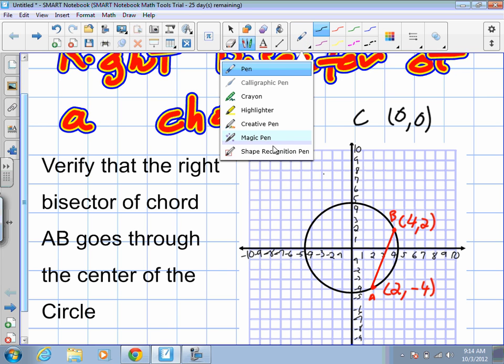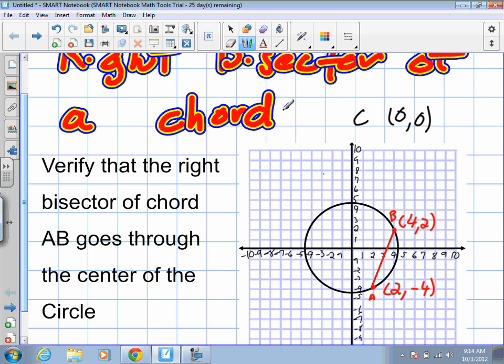Now, there's a couple things I want to talk about. First of all, from the center, is there a difference in distance from the center to B and the center to A? Why not? Yeah. Because it's a circle, what would they both be considered? The radius. Both of these can represent the radius of a circle. So what we're going to verify here is that the right bisector of any chord will cut through the absolute middle of the circle. So this is a rule with circles that you guys are going to need to know.